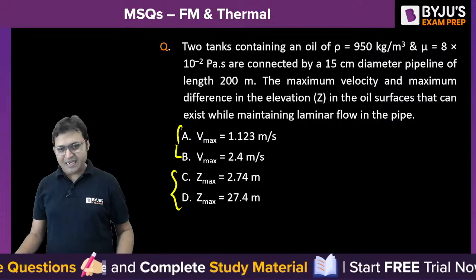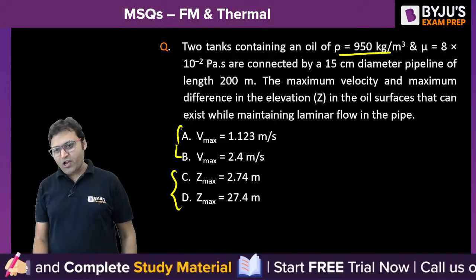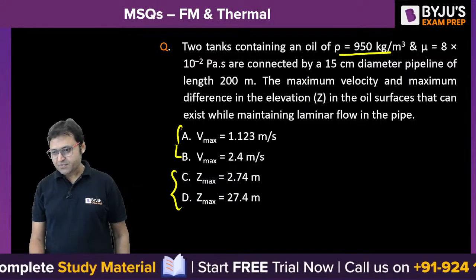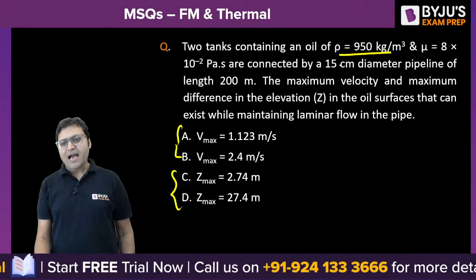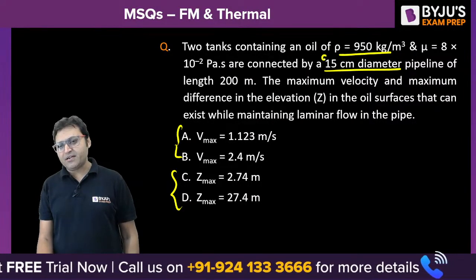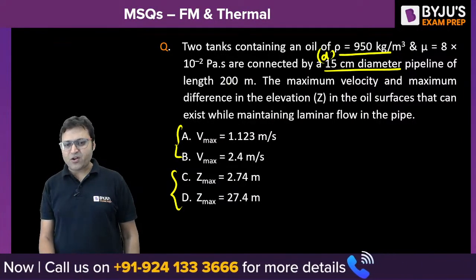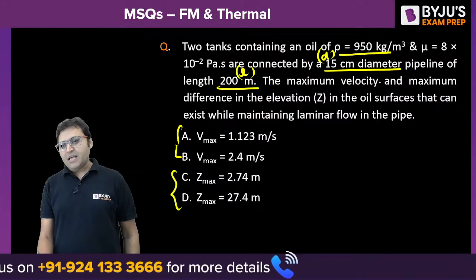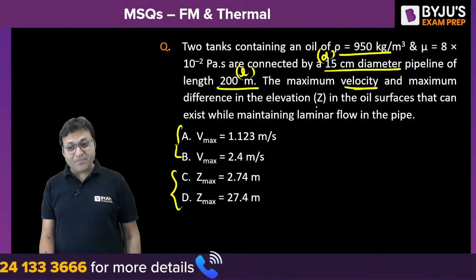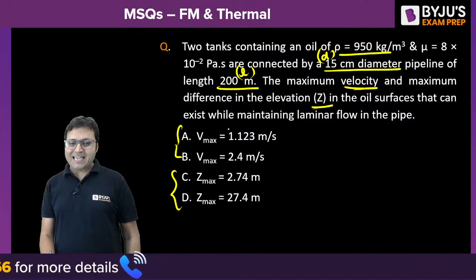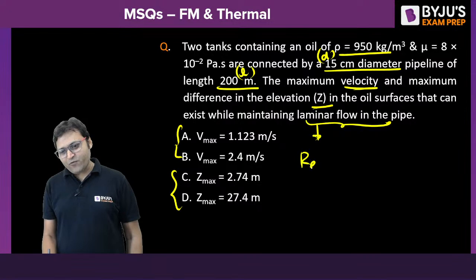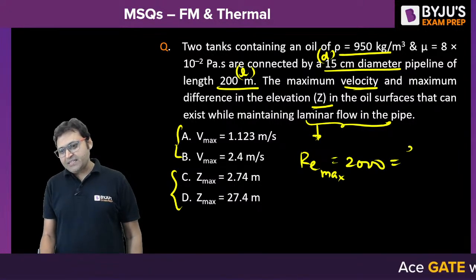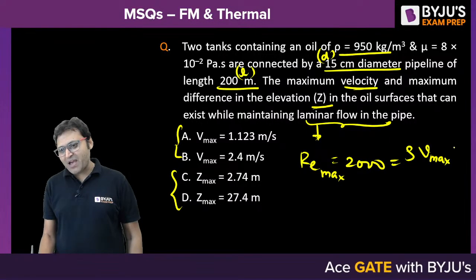There are 2 tanks containing an oil of density 950, viscosity 8 into 10 to the power minus 2 Pascal second, connected by a 15 centimeter diameter pipeline of length 200 meter. The maximum velocity and the maximum difference in elevation in the oil surface that can exist while maintaining the laminar flow. So for laminar flow, Reynolds number to be maximum is 2000, equal to rho into maximum average velocity into d by mu.